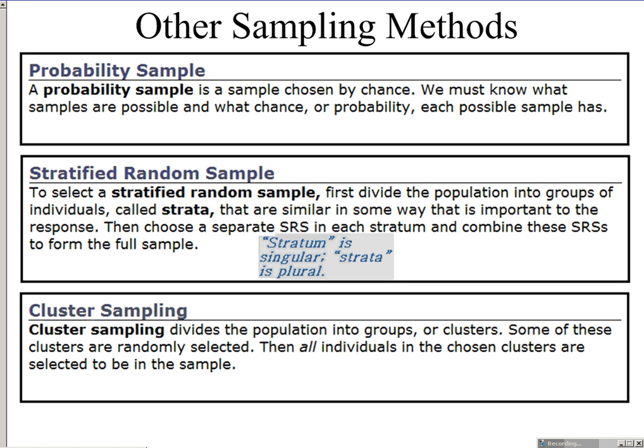Cluster sampling divides the population into groups or clusters. Some of these clusters are randomly selected, then all individuals in the chosen clusters are selected to be in the sample. An example of cluster sampling: if we're getting a survey of residents in Rockton, we could take all of the major subdivisions in Rockton, each one being a cluster, randomly pick one of those subdivisions, and interview all of the individuals within that subdivision. That would be an example of cluster sampling.